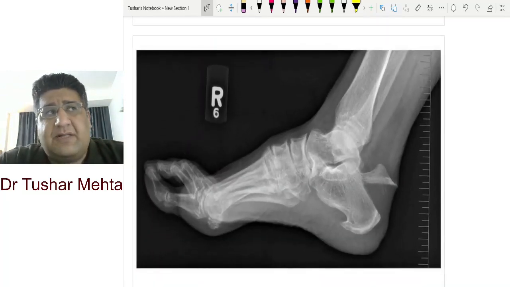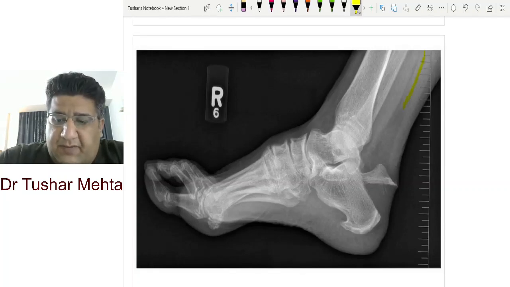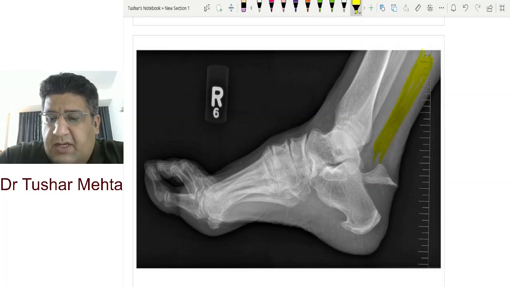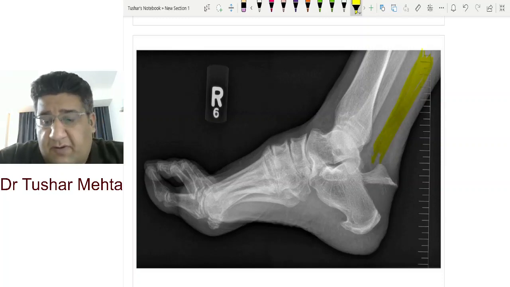I can show you the classical example of an avulsion fracture of the calcaneum due to a powerful contraction of this beautiful tendon called tendo Achilles. Everybody knows, here we have the shadow of the tendo Achilles. Now tendo Achilles is formed out of gastrocnemius and soleus. We all are aware of it. It goes and gets inserted onto the posterior tuberosity of the calcaneum. We all are aware of it.